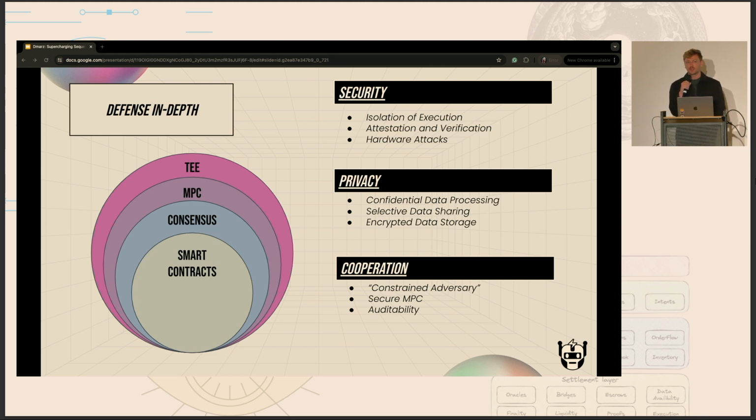And then maybe the more controversial claim is that you also get defense in depth for cooperation. So in my mental model, a smart contract gives you some guarantees around what the logic of the protocol you're interacting with is. You can verify the code on chain. Consensus then gives us another layer by agreeing on the execution of public inputs to the smart contract. MPC would be a next layer where you can do semi-secure computation over private inputs, and then TE would be an outer layer where you could bootstrap your MPC protocol using a TE.